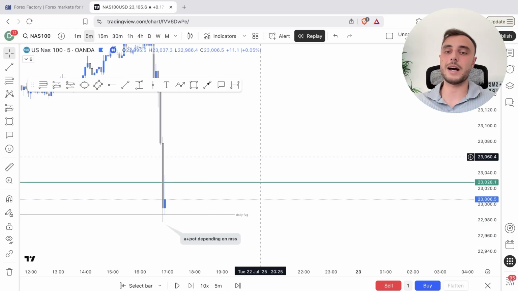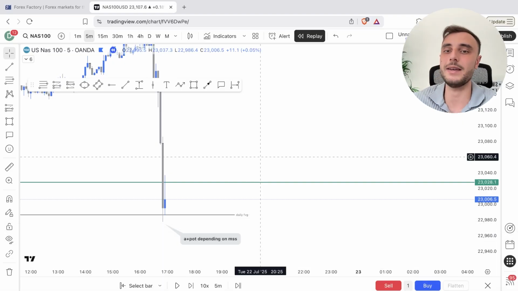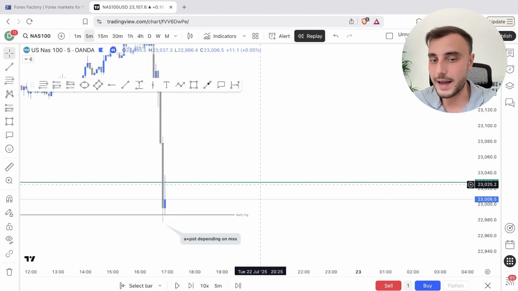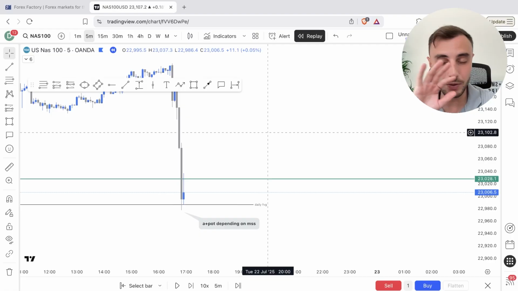And to be honest with you guys, I liked the setup on GJ more because the higher time frame confluence was better. Okay, for me, an H1 plus an H4 demand is stronger than a daily fair value gap. That's why I said yesterday when I took the setups that I like the GJ one more. Okay, even though they were both valid, that's why I took them both. But I just wanted to mention this as well so that you guys know why. Okay, and we saw the result.